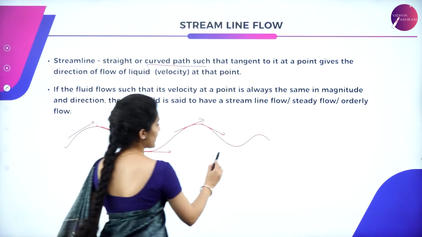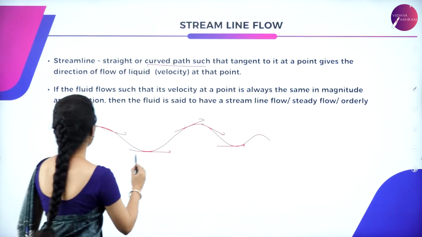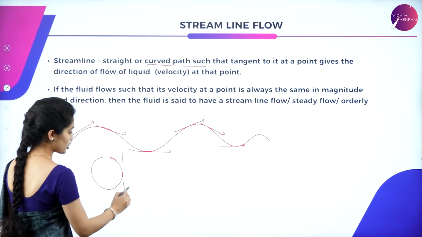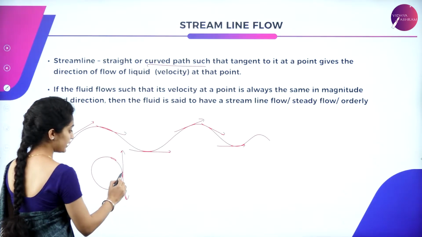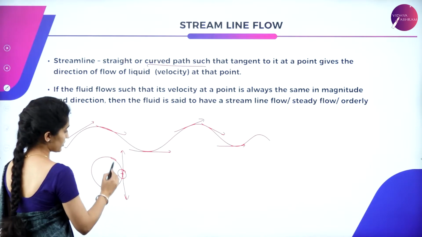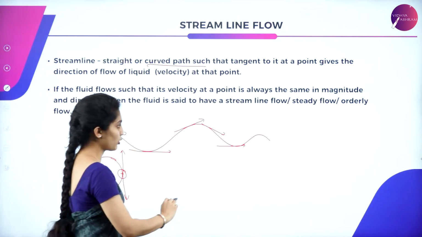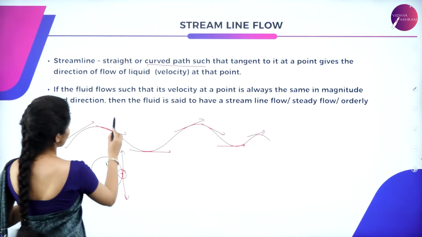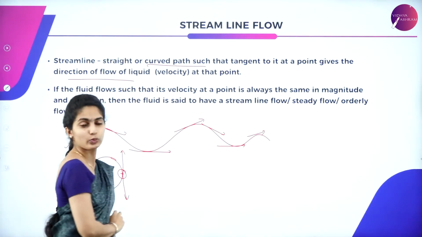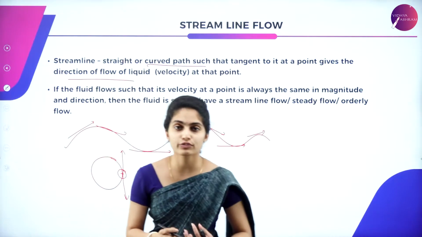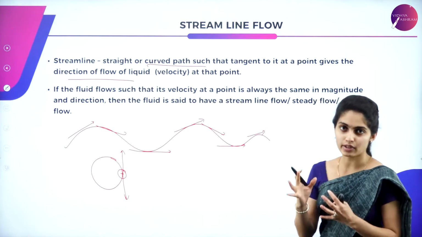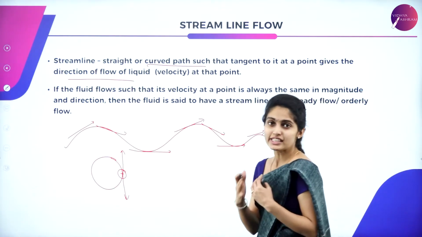So these are the tangents which are drawn. As you all know, if you consider a circle, a tangent is drawn in such a way that the line touches the curve at one point. Similarly, you have a number of tangents, and the tangents give the direction of flow of the liquid, the way it flows and the velocity with which it flows at a point. That is all about your streamline.